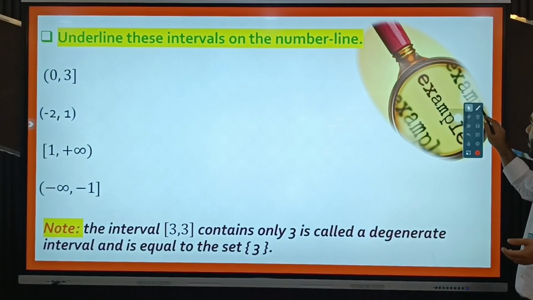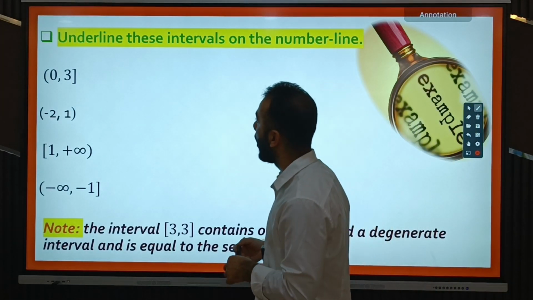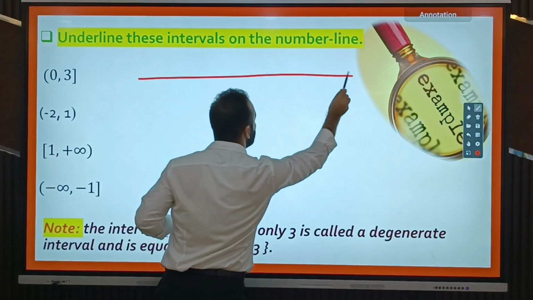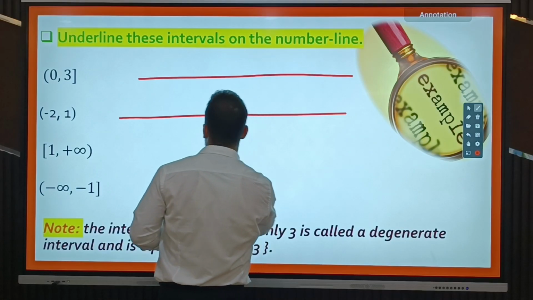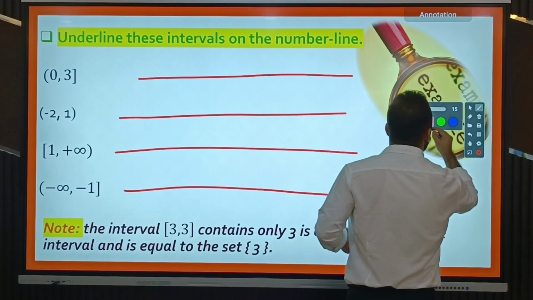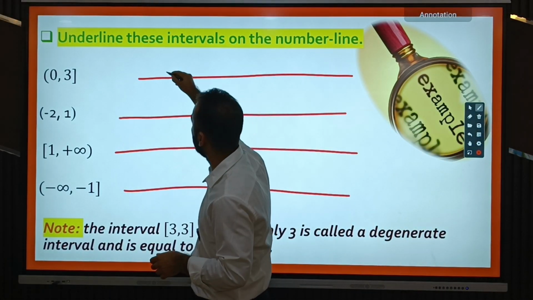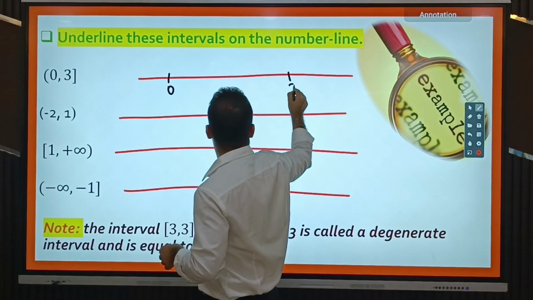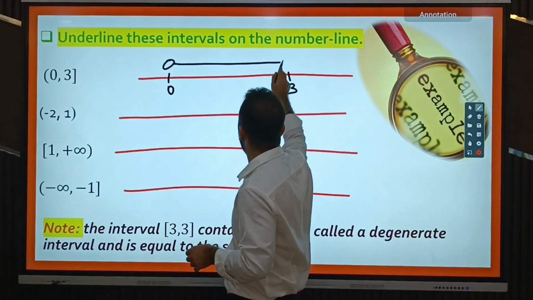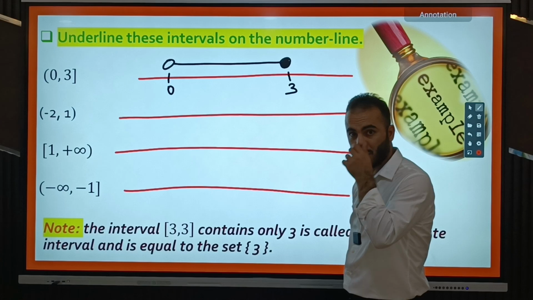Okay, we have got some examples here and we have a simple note over there. The example says underline these intervals on the number line. So we have to draw a number line first for each interval. Okay, that is the 4th one. Perfect. So let's just show them on this number line. It says 0 till 3. From the 0 side, our interval is open. Perfect. And from the 3 side, it's going to be closed, so we are going to fill inside our circle.